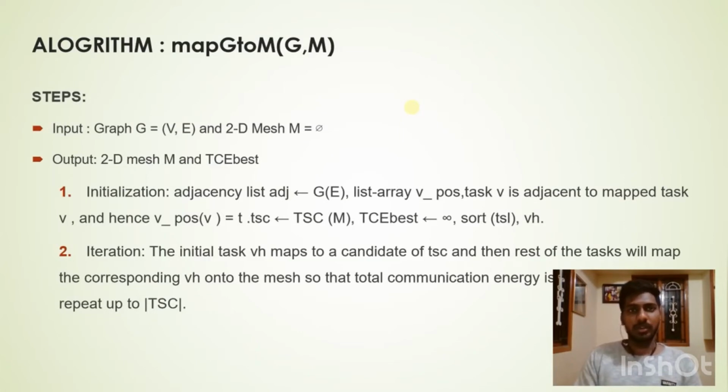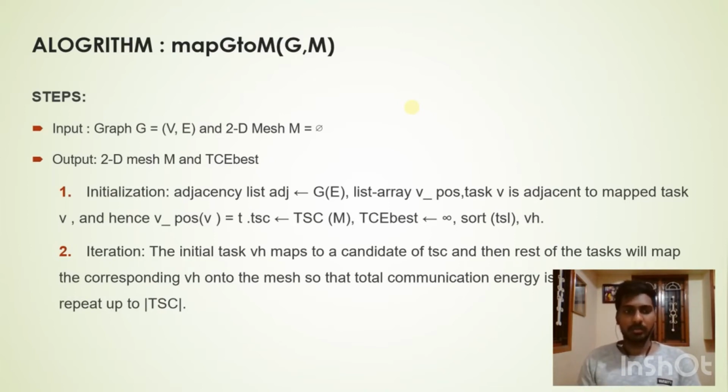Then we are going to see the important core part of the paper, the algorithm. What is the Map G to M algorithm? The graph consists of V comma E and a 2D mesh. The mesh can also be N by M or N by N. In a 2D mesh, TCE best is what we want, right? TCE, total communication energy, should be at its best so that we can claim it is energy efficient.